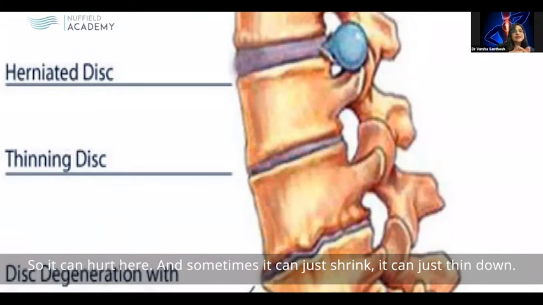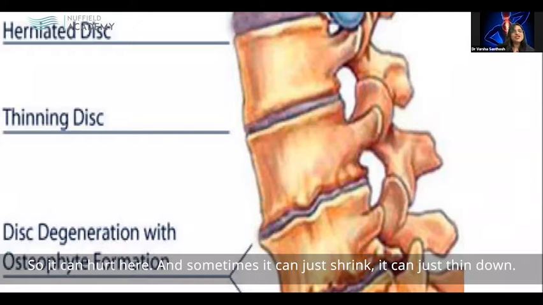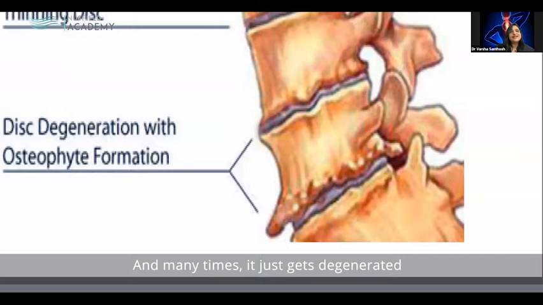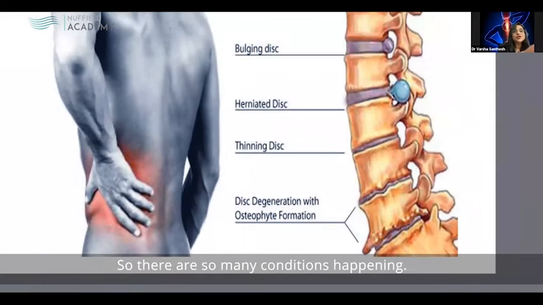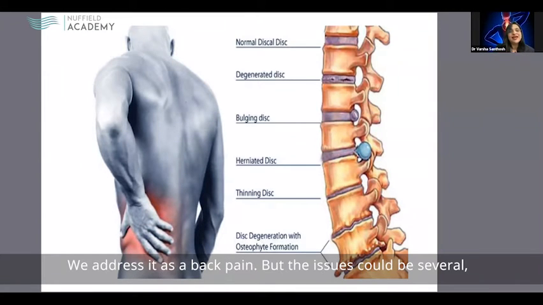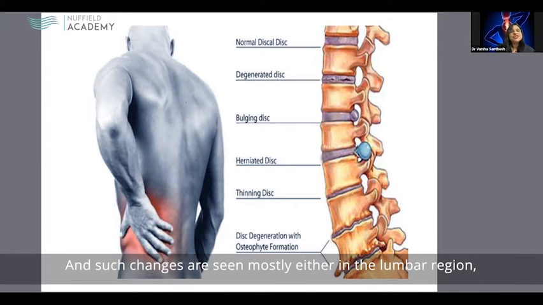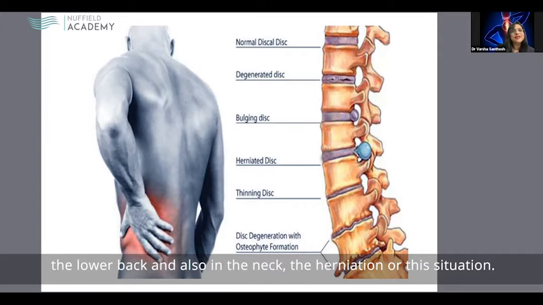So it can herniate. And sometimes it can just shrink, it can thin down, and many times it just gets degenerated, and the bones are also changing. So there are so many conditions happening. We address it as back pain, but the issue could be several, depending upon what the organ is over there. We are talking more about the lower back because that's commonly seen, and such changes are seen mostly either in the lumbar region, the lower back, and also in the neck, the herniation or the disc bulge situation.